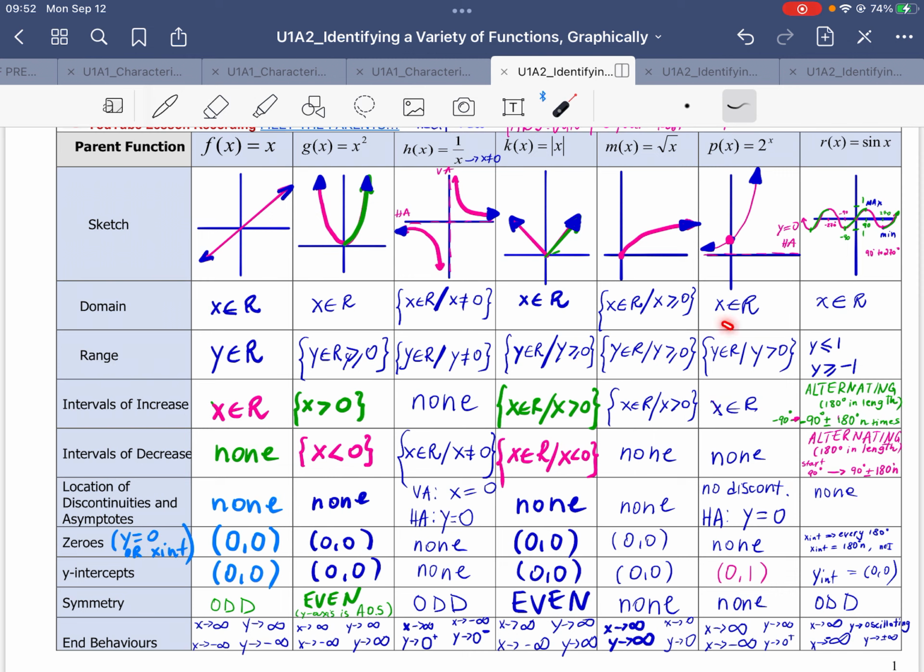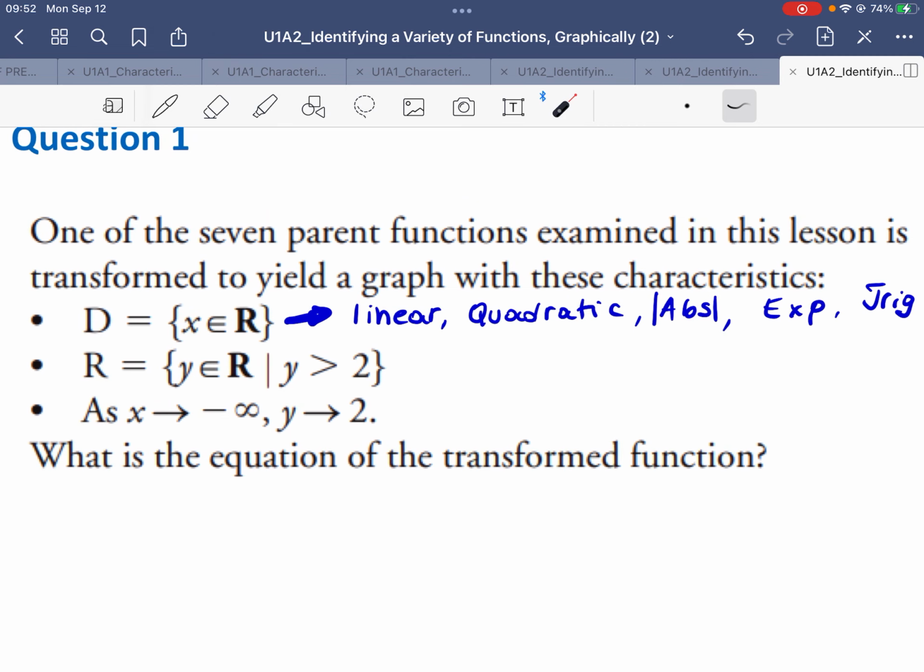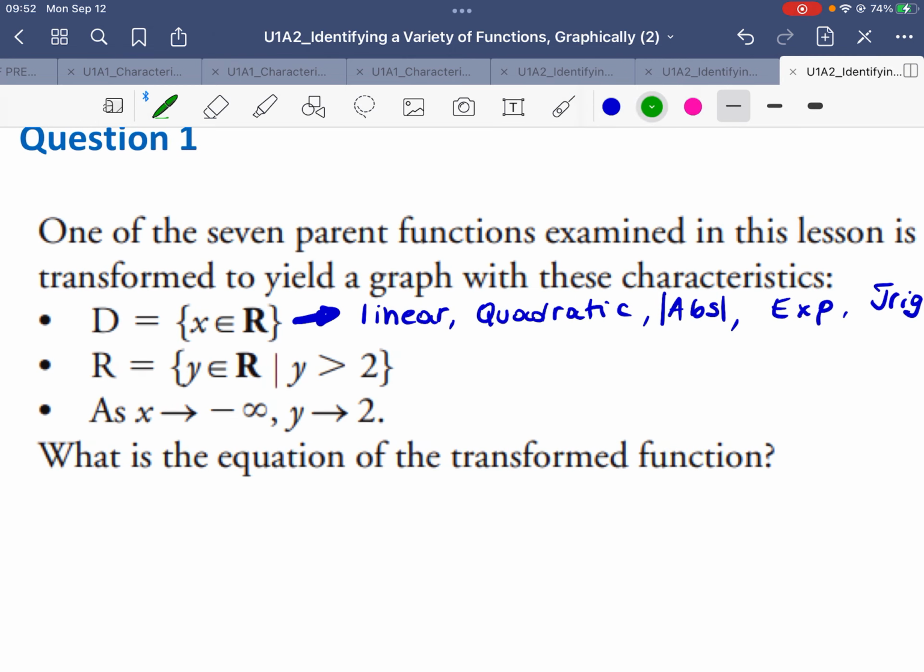So we would say that in this case, the only function with a range y bigger than a specific value would be an exponential function. So we're going to cross out some of the options that we came up before. So we're going to cross out linear, because for linear, y is any real number.